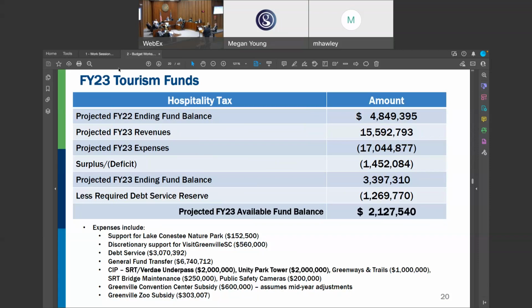Matt, do all municipalities pay into Visit Greenville SC? Do you know? I don't know the answer to that question. Can I make that a follow-up? I know the county does. I'm asking about the other municipalities. But that's a good question. If someone could check on that. Is that Visit Greenville $560,000 an increase? Did you say that was an increase? That's a flat dollar amount that's been consistent for several years.